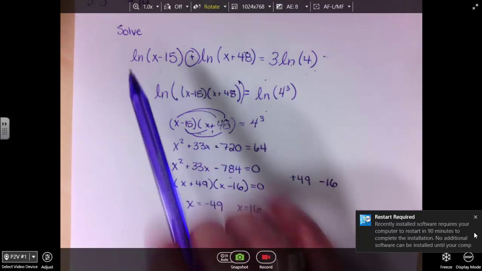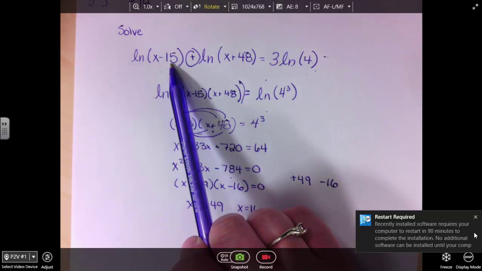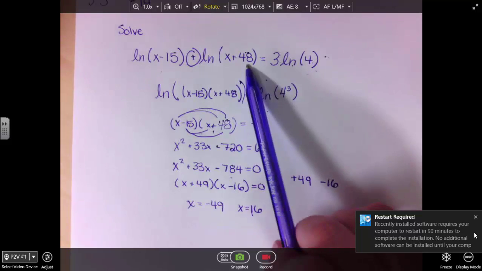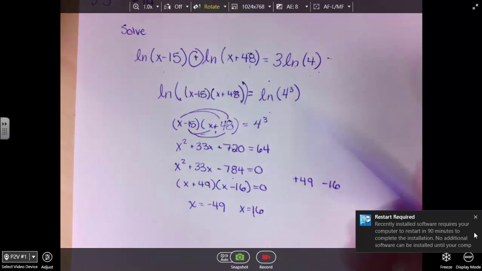If I plug in 16, I get the natural log of 16 minus 15, which is 1. I can take the natural log of 1. And then 16 plus 48, again, I can take that. That's fine. I get all positive numbers there. So 16 works.